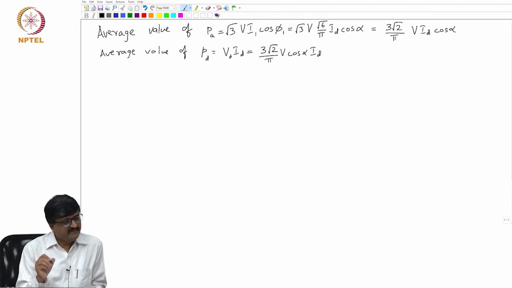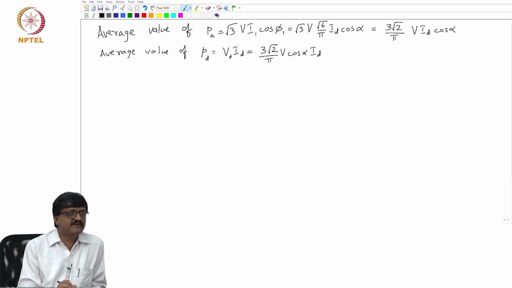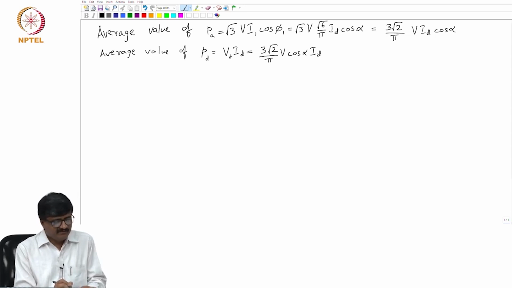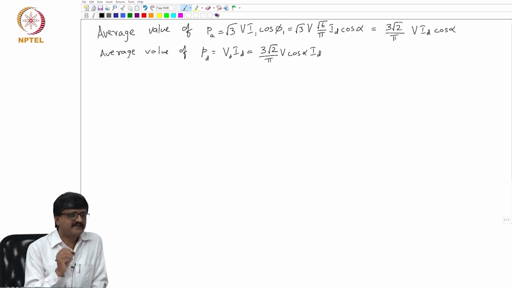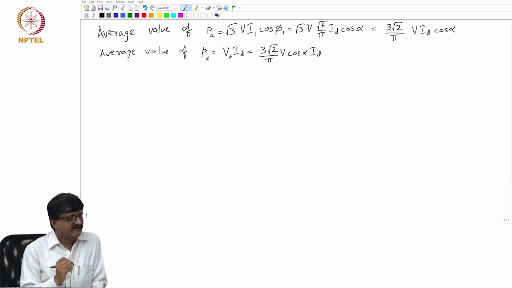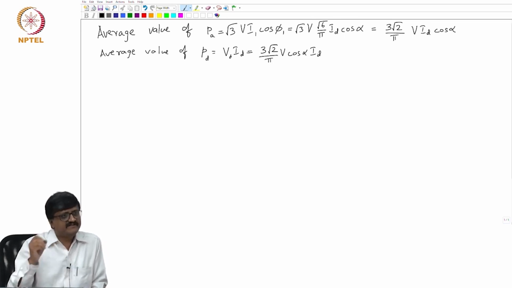I do not know whether you are familiar with the term line commutated converter. What is meant by line commutated converter? You do not need a special circuit to turn off the thyristor. Please note, we are not using any special circuit to turn off the thyristor. A thyristor is a semi-controllable device. That means you can turn it on by giving a control signal, in the form of a gate current pulse. But there is no possibility of turning it off by giving a control signal. It will turn off by itself based on the conditions of the power circuit. When the current becomes 0, it turns off.